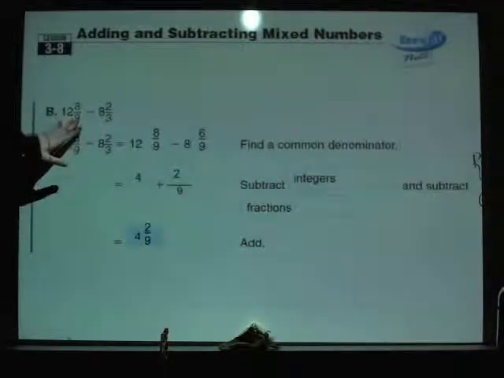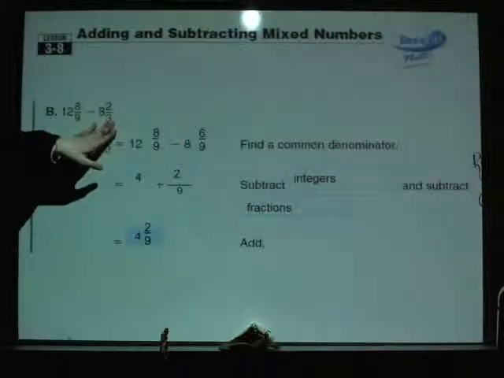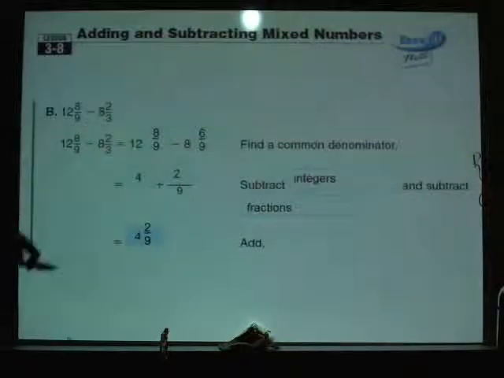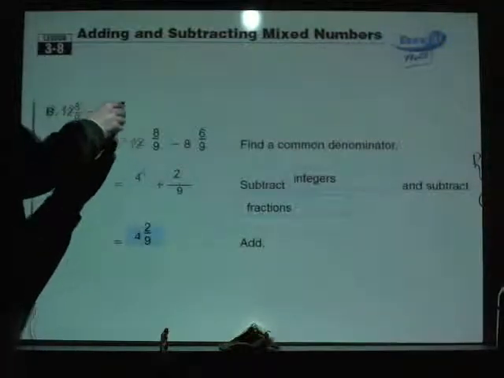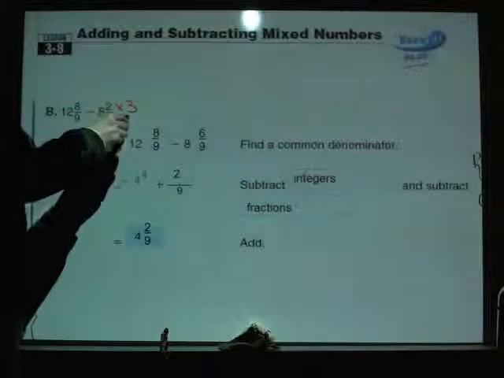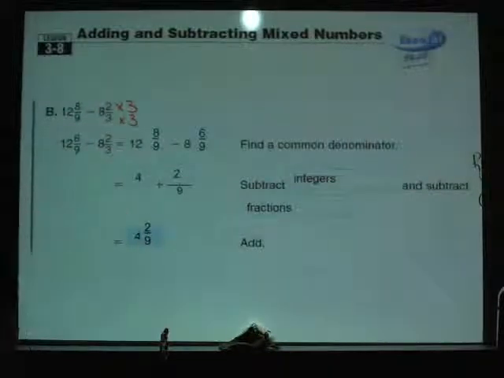That means for this fraction on the left, nothing has to change because it's already over 9. But for the fraction on the right, I'm going to have to triple it to make that change into a 9. And remember, when I say triple it, I mean multiply both the top and the bottom by 3 for 6/9.